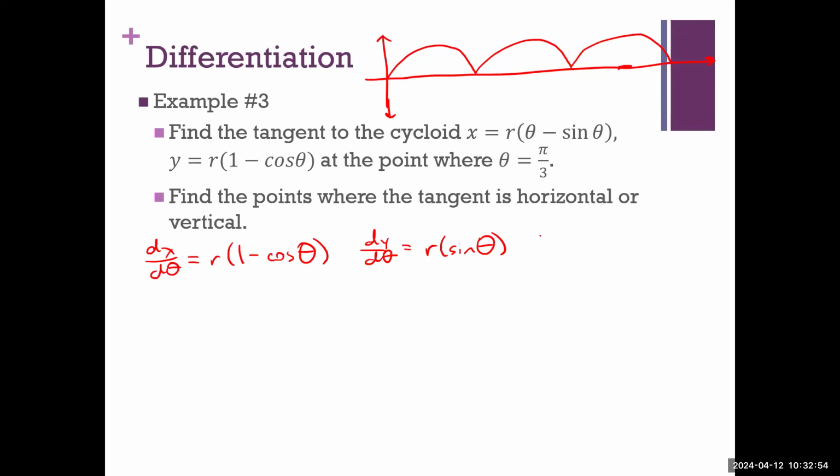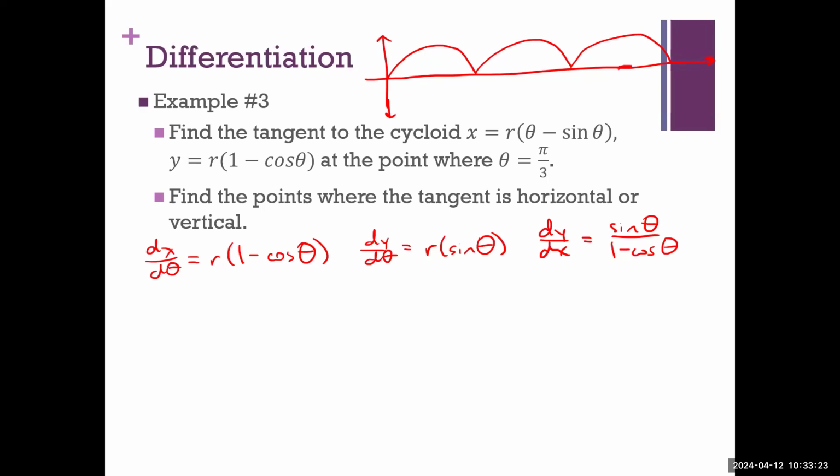So that leads me to what? dy dx is equal to what? Sine of theta over 1 minus cosine theta. Good? How do we feel about finding that derivative, the dy dx derivative?